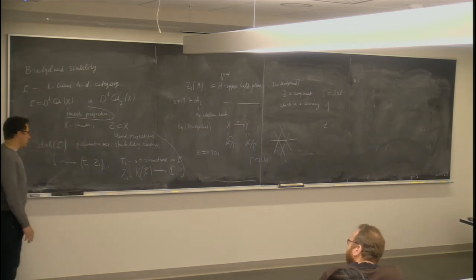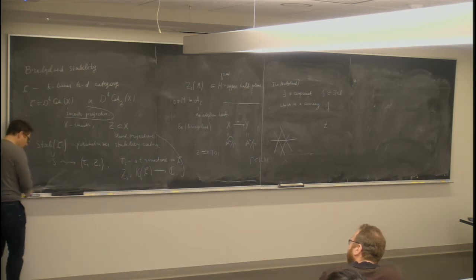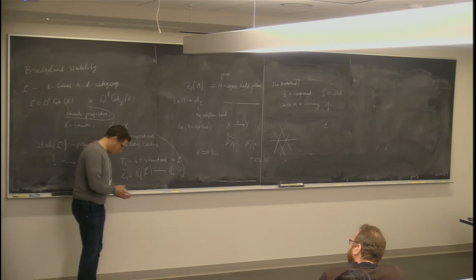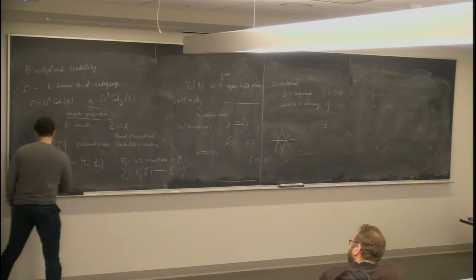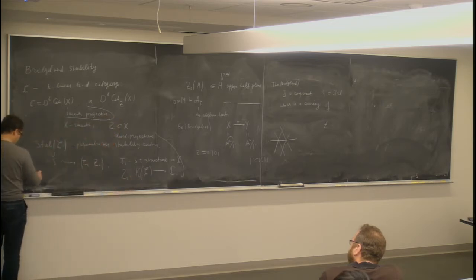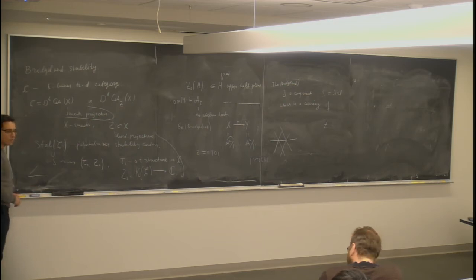The definition has to do with, let's talk about stable objects. Basically, an object is stable in a given stability condition, and then you vary it a little bit, and then it remains stable, part of the filtration.